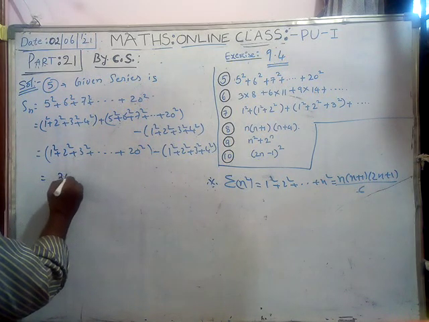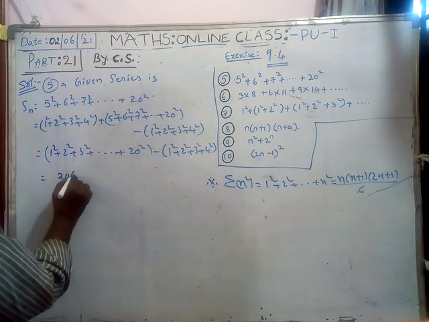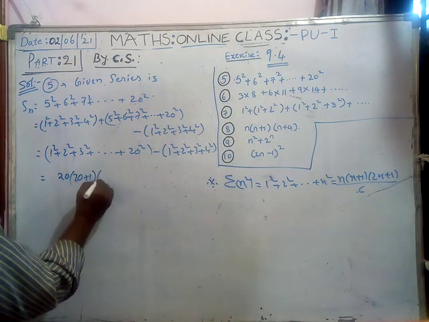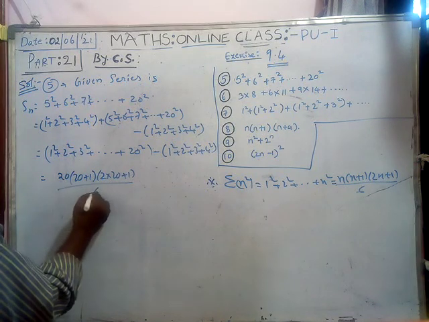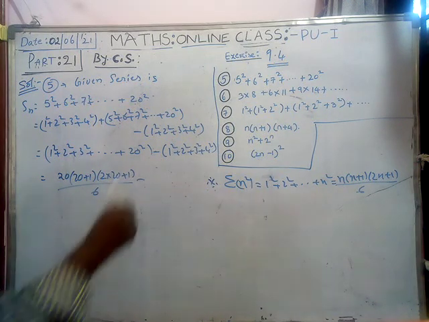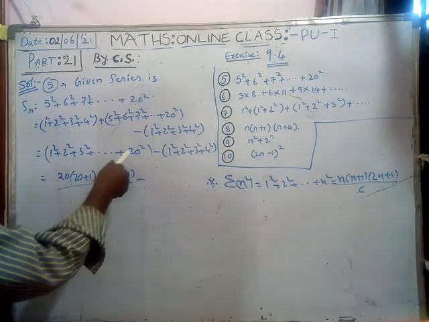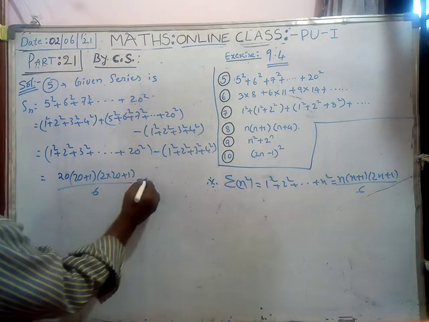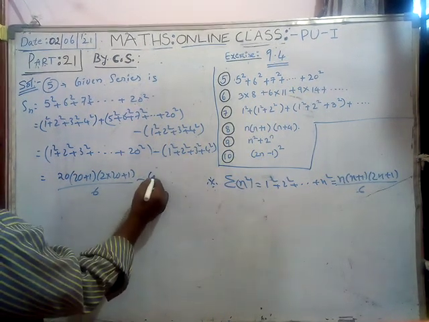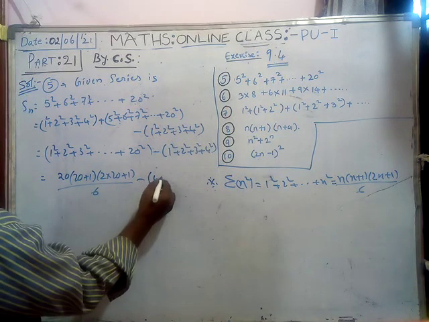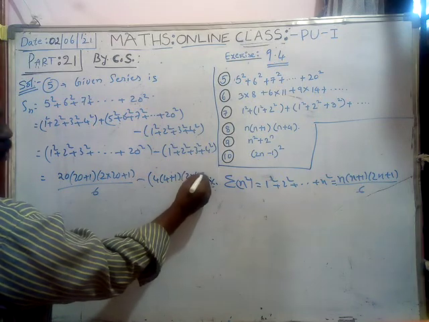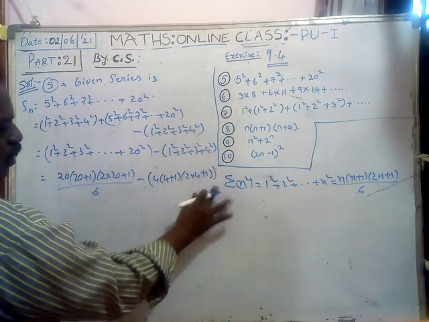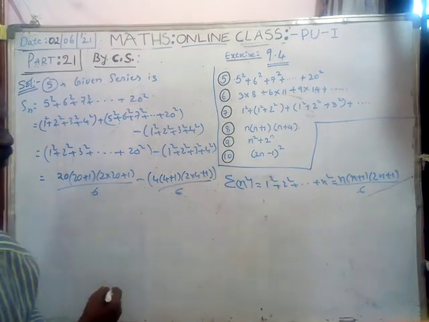So using that formula, it is 20 of 20 plus 1 of 2 into 20 plus 1 by 6. Okay? n of n plus 1, here n is 20. Minus, here also n means 4, 4 terms are there. 4 plus 1 of 2 into 4 plus 1 by 6. Okay?